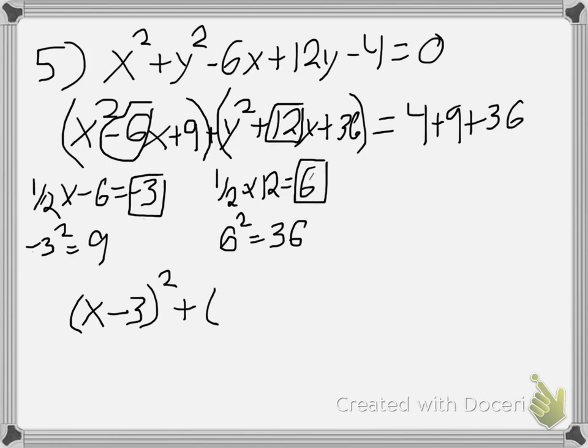So I wrote this 6 in the box, so I've got y plus 6 squared. You don't actually have to do any factoring. This is what it is every single time. The only thing you have to be careful of is adding. Well, what's 36 plus 4? Well, that's 40 plus 9 is 49.